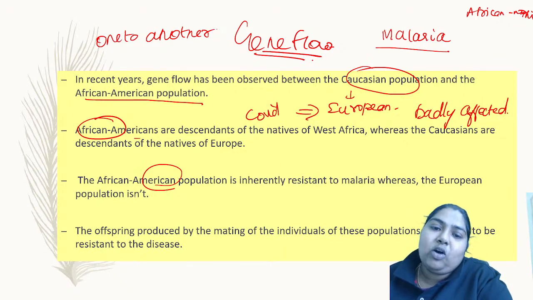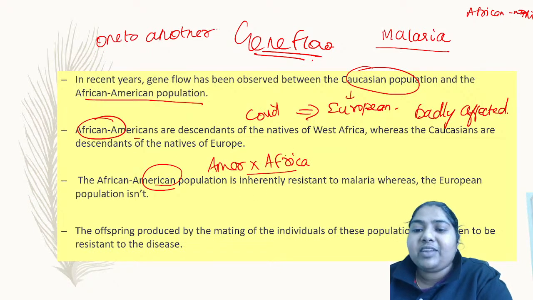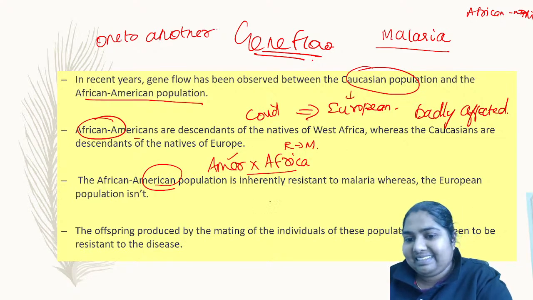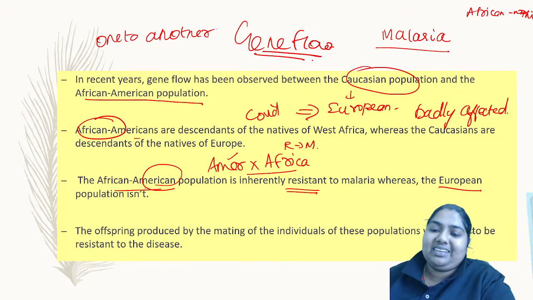But what happens to these Americans? These Americans keep breeding with Africans. So Afro-Americans are very famous. These Africans are resistant to malaria, so the Americans who are breeding with them also got the resistance. Got it? Indians, we are also less affected. We are like the Africans. But the European population is most affected.